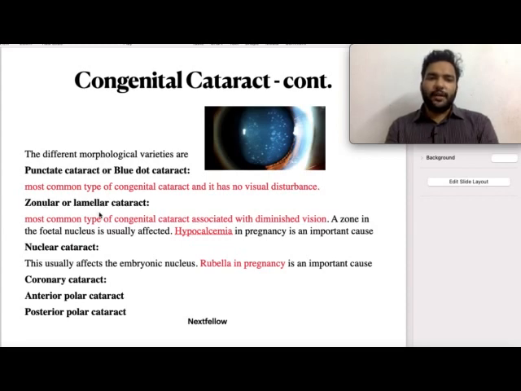Whereas zonular or lamellar cataract is the most common type of congenital cataract associated with diminished vision. Hypocalcemia, in pregnancy, is the most common cause. The problem is the zone of the fetal nucleus is usually affected and causes zonular or lamellar cataract. Then comes the nuclear cataract, which affects the embryonic nucleus, and rubella is the most common cause. Then come the coronary cataract, anterior polar cataract and posterior polar cataract. Blue dot cataract and zonular cataract are the most important congenital cataract morphological types.